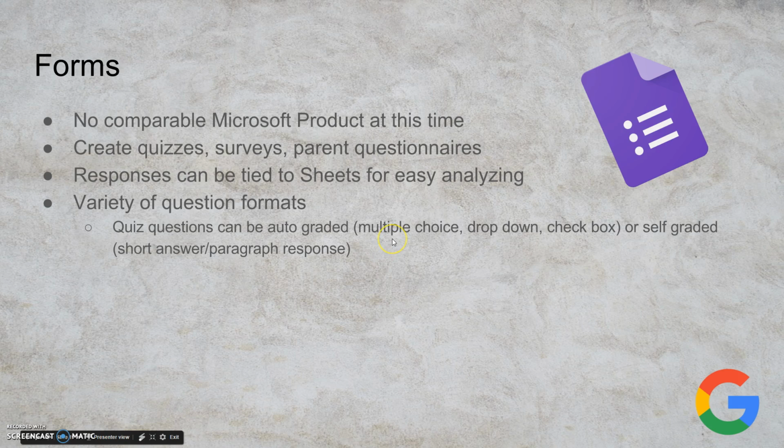If you're using things like multiple choice, drop-down boxes, and check boxes on a quiz, it will auto-grade them for you. You can assign very different point totals to those questions, and then you can go in and grade short answer and paragraph responses yourself.